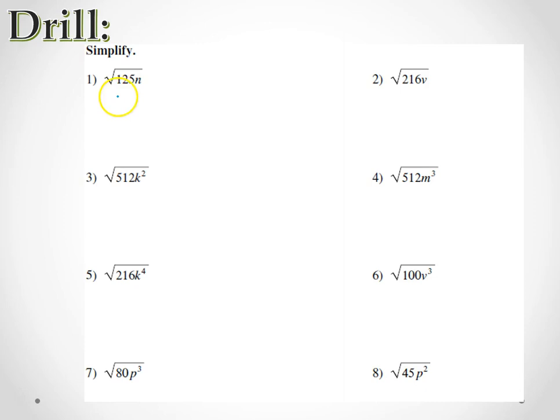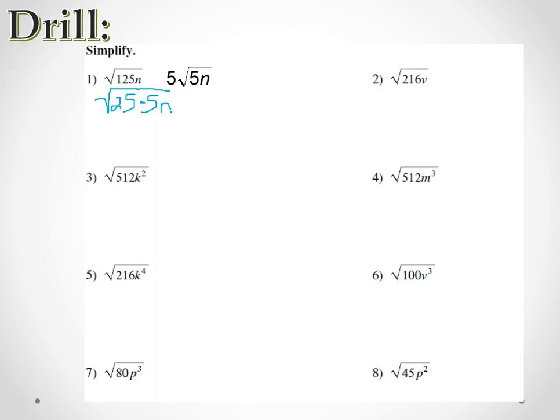So for instance, 125. I happen to know that I can write that as the square root of 25 and the square root of 5, because 5 times 25 is 125. I know the square root of 25 is 5. I don't know the square root of 5, so that gives me my final answer. So that's what we were doing to simplify these. Okay?